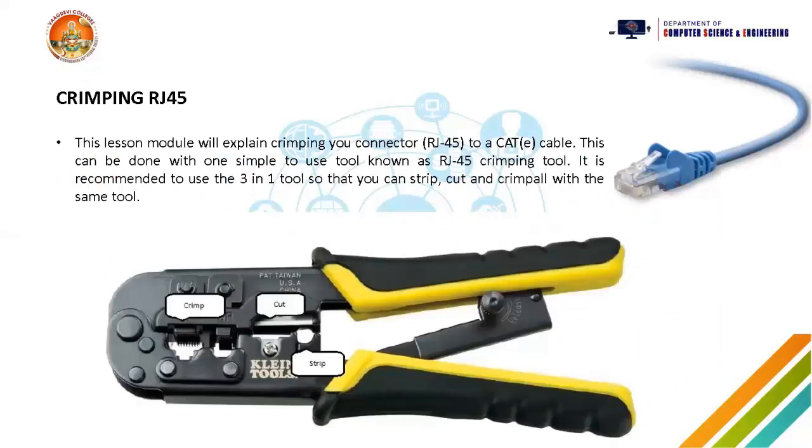Now we'll be talking about how we attach the wire and the pin. For attaching the wire to the pin, we use a tool called a crimping tool. This device that you're seeing is the crimping tool, known as the RJ45 crimper, which is used to crimp the RJ45 pin to the cable. It is a 3-in-1 device which has a crimper, a cutter, and a stripper.